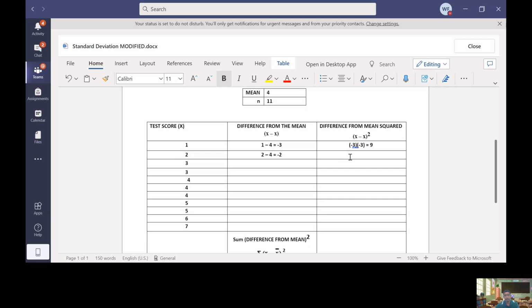And if I go to this row right here, what I'm going to do next is I'm going to square this answer that I got here, which is -2. So I'm going to go ahead and do that right now. I'm going to get -2 times -2 equals 4. All right?